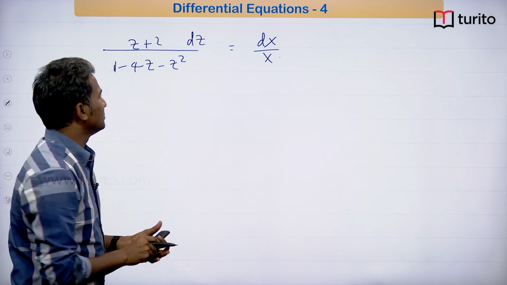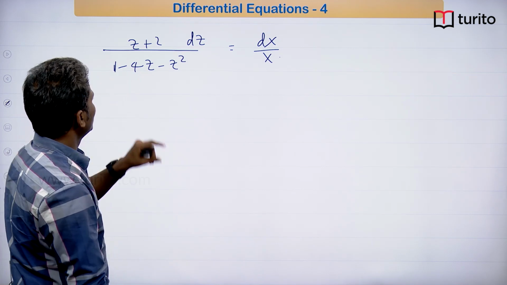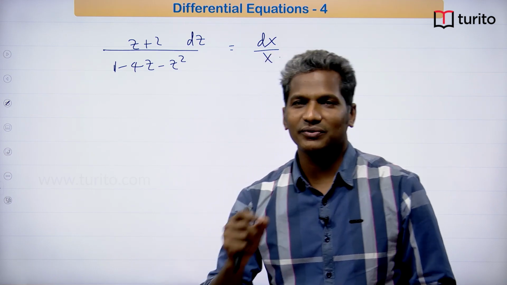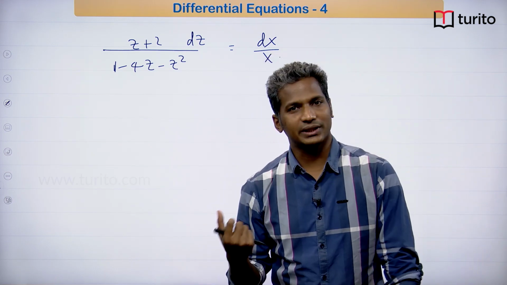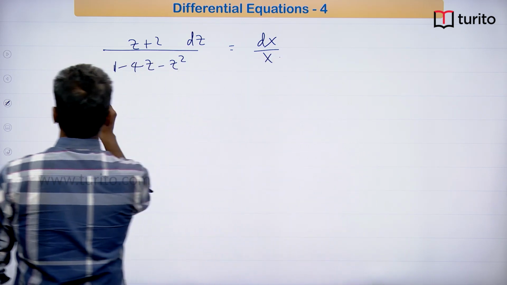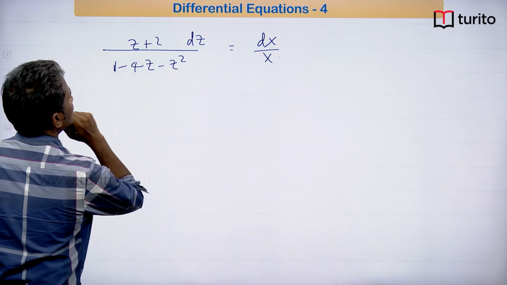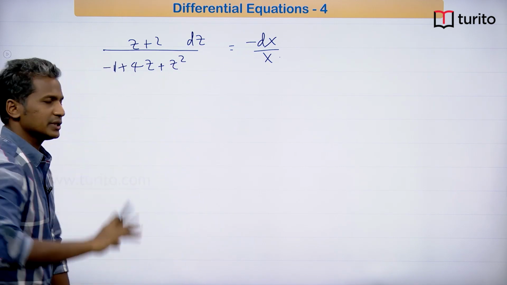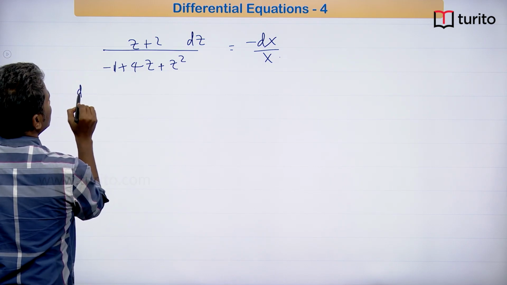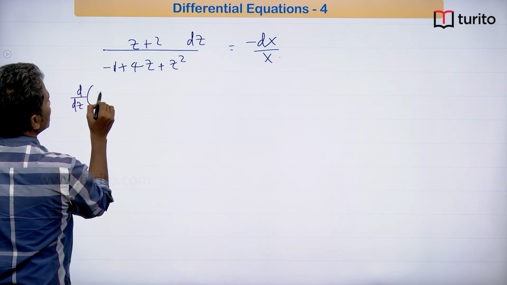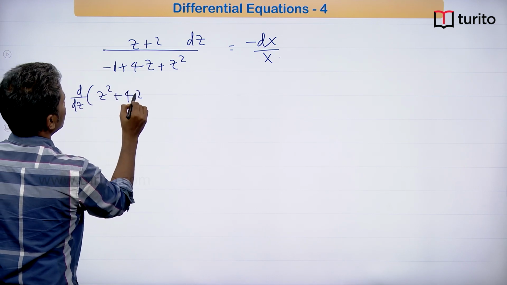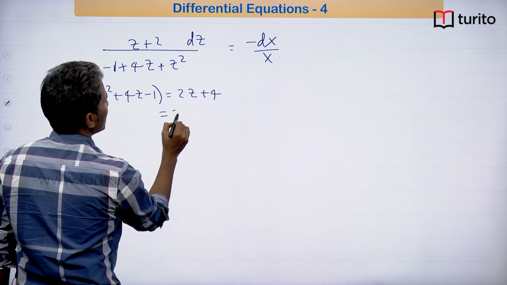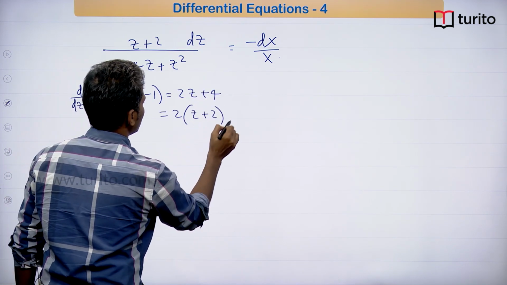Now there is another important idea. Here if you notice, luckily the numerator has become the derivative of the denominator with just one difference of the constant. So for example, if I just multiply with minus sign and put the minus sign here, there is no confusion of sign, and d by dz of z square plus 4z minus 1 will become 2z plus 4, which is same as 2 into z plus 2.